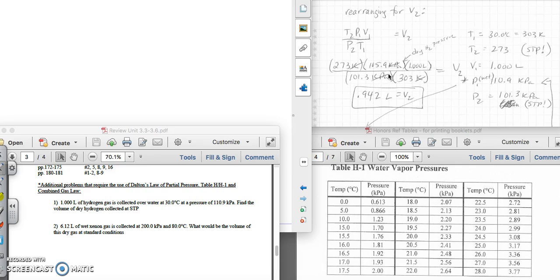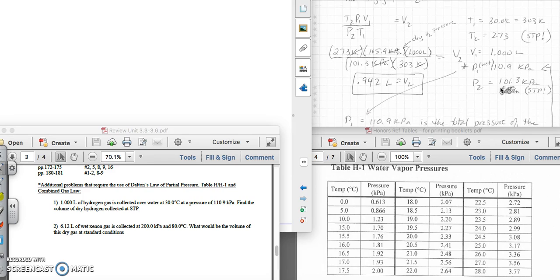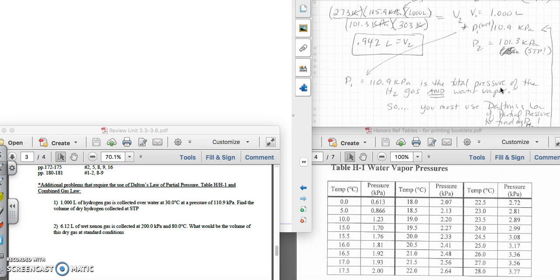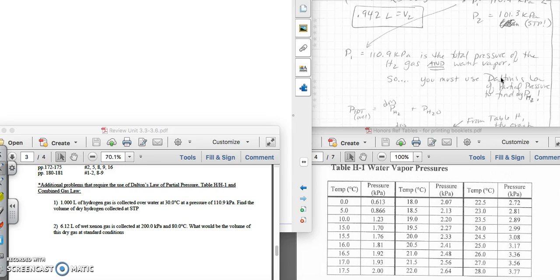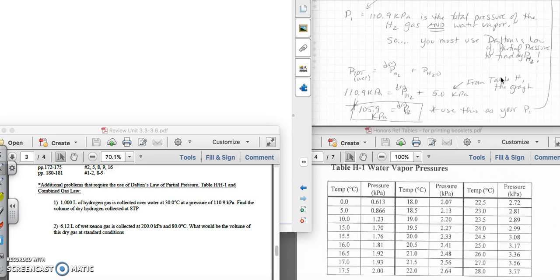Now before we can plug all these numbers into the appropriate places, because you'll notice here's the 273, here's the 1.000 liters, here's the 101.3 kilopascals, and here's the 303 Kelvin, but the initial pressure that I plugged in is not the given pressure. So if we take a look, how did we account for the water vapor? Well, that's that Dalton's law of partial pressure. So P1 is 110.9 kPa. It's the total pressure of the H2 gas and the water vapor. So you've got to use Dalton's law of partial pressure to find the pressure of just the dry hydrogen gas.